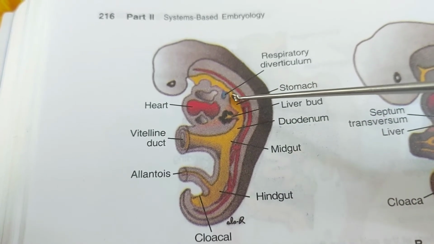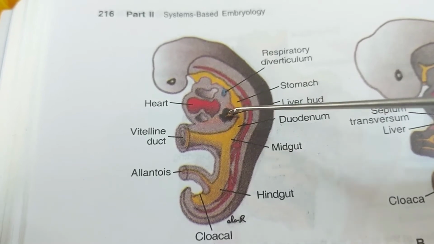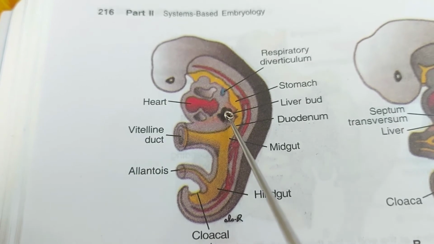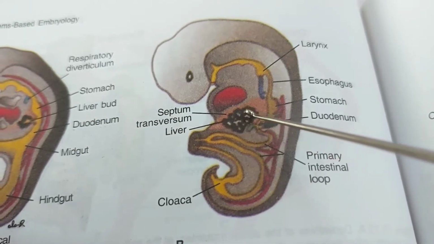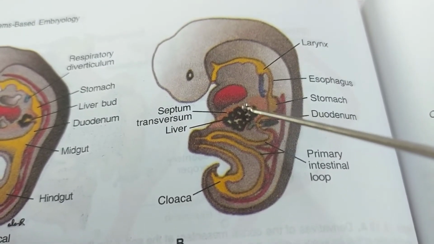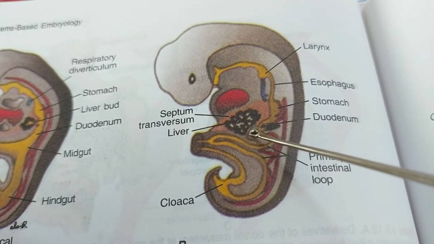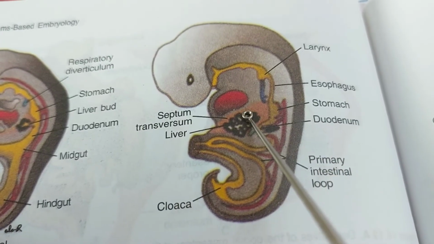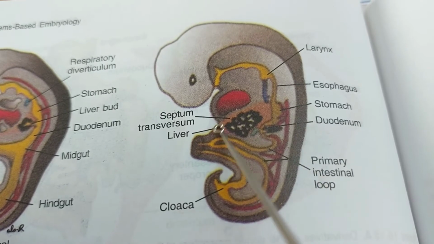And in between the junction of foregut and midgut there is a bud. This is known as the liver bud. This liver bud, or hepatic diverticulum, has two parts. Here we can see the pars hepatica, the part of the hepatic bud, and here is the pars cystica, from where the gallbladder will develop. The pars hepatica remains within the septum transversum. You can see it.